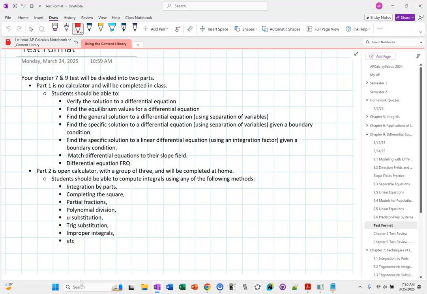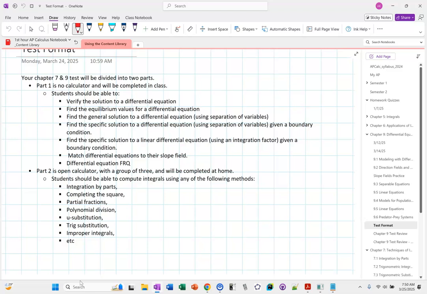Find the specific solution to a linear differential equation using an integration factor, given a boundary condition. Match differential equations to their slope field. And then I'll have one differential equation based FRQ for you guys to do.